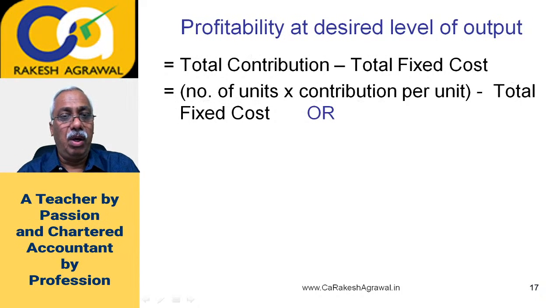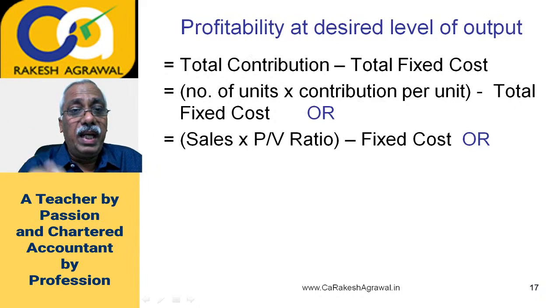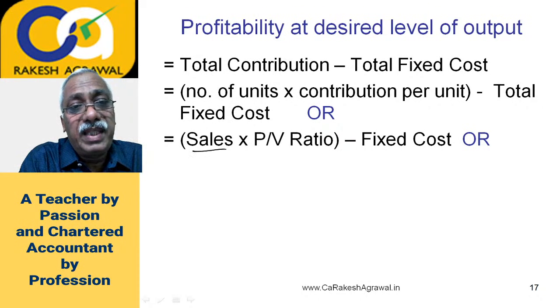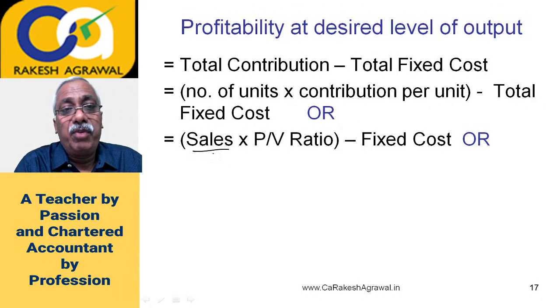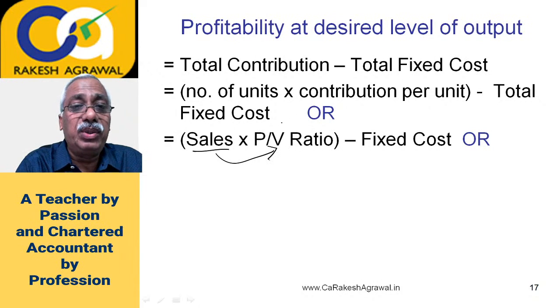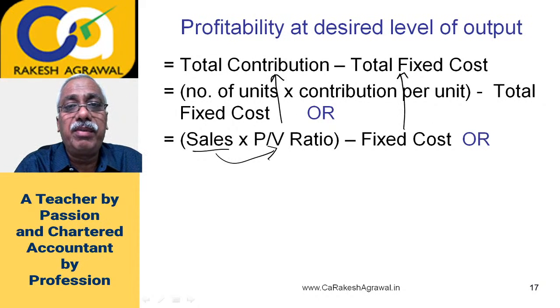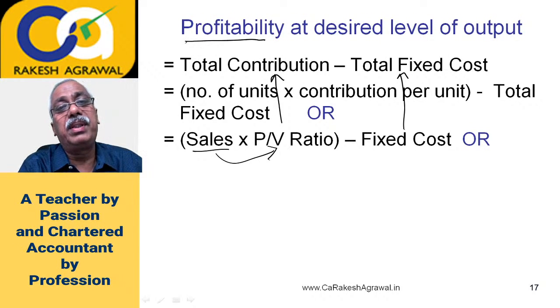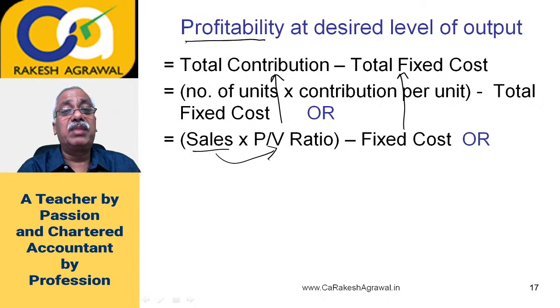As simple as that. Or if the data given in the question is in the form of sales in rupees, if you remember, sales into PV ratio, like sales into GP ratio was gross profit. So sales into PV ratio is nothing but again contribution, and contribution minus fixed cost, again you will get profit, provided you use this formula if sales is given in rupees.